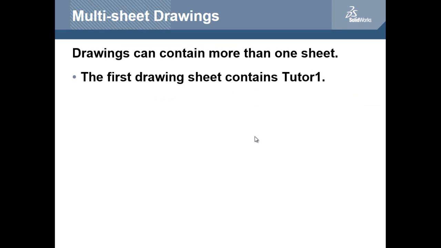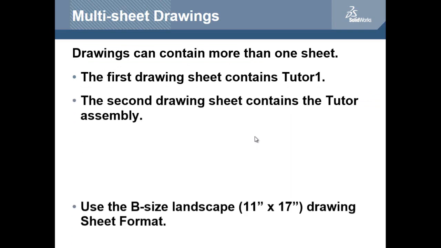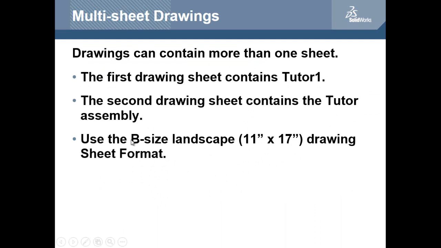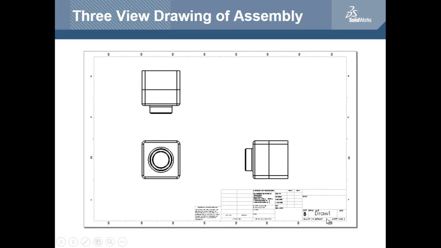Drawings can contain more than one sheet. The first drawing sheet contains Tutor 1. The second drawing sheet contains the Tutor assembly. Use the B-size landscape 11 by 17 drawing sheet format. Add 3 standard views. Add an isometric view of the assembly. The isometric view is the model view. All right, so here we have the 3 views of the assembly.